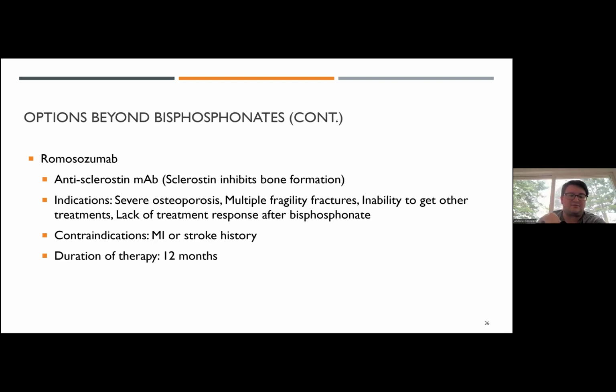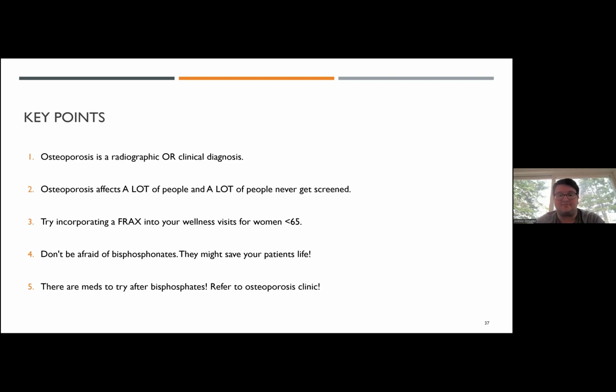And then we have romosozumab, which is used in severe osteoporosis. Again, lack of treatment response to bisphosphonates. Can't use it in people with an MI or stroke. Can only use it for 12 months. Again, I know I'm being very brief and quick on these medications. These are the medications where I'm asking for help from our endocrine colleagues or our rheumatology colleagues, bone mineral density clinic to initiate.